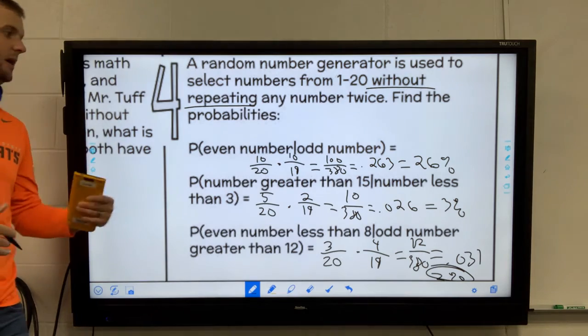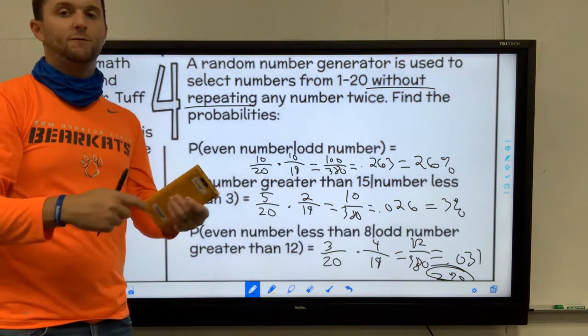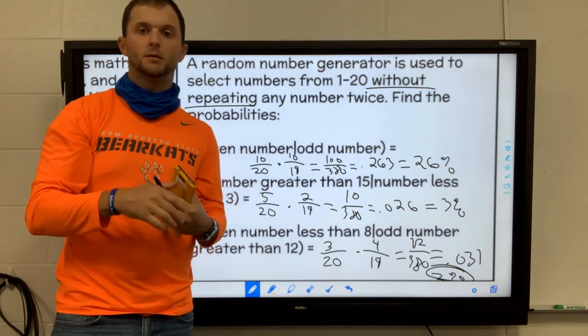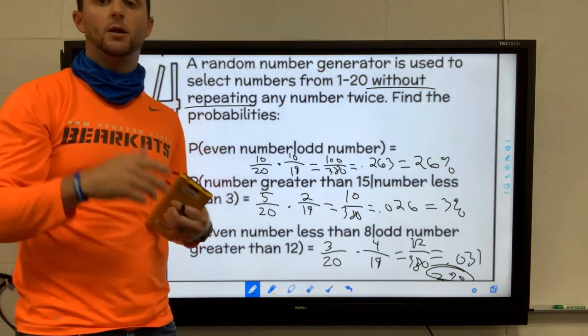So take this concept, remember, you gotta understand if it's with replacement or without replacement, and that's gonna help you to find those probabilities.